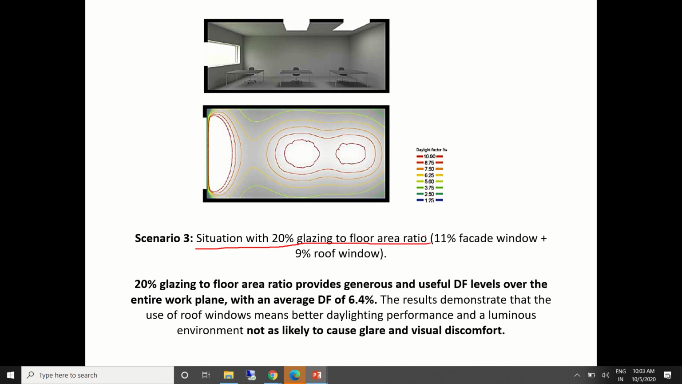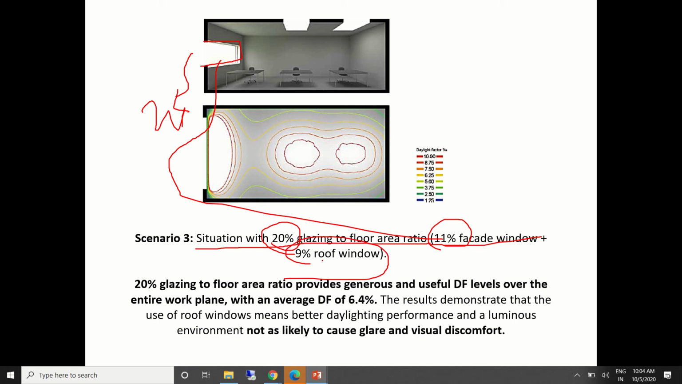Okay, so in the third case, what they have done is a situation with 20% glazing to floor area. So from 10 it has been increased to 20. Of the total glazing area, 10% is for windows, and 9% is for roofing. So almost 20% of the area is used for lighting conditions.